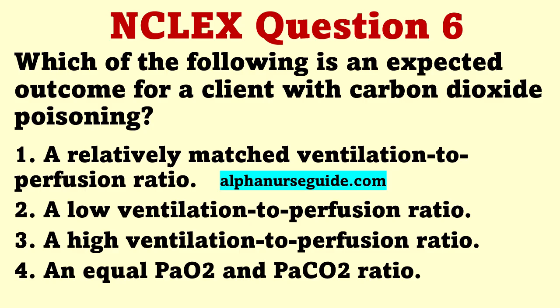The correct answer is 1. In the normal lung, the volume of blood perfusing the lungs each minute is approximately equal to the amount of fresh gas that reaches the alveoli each minute.